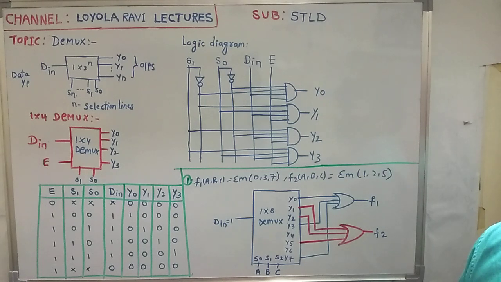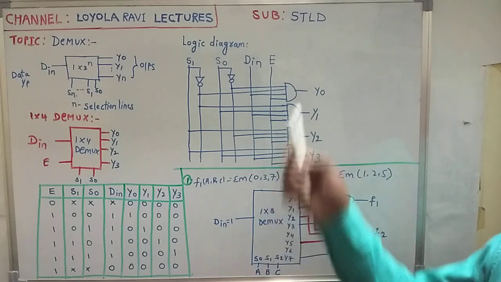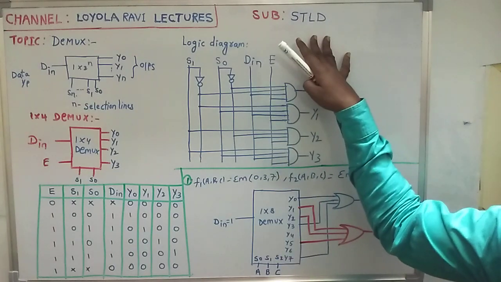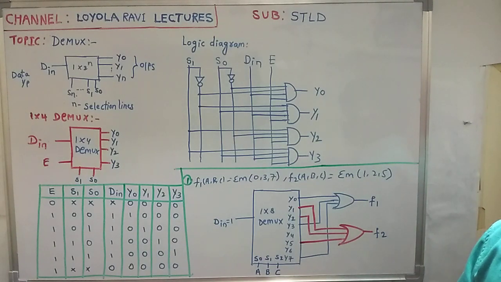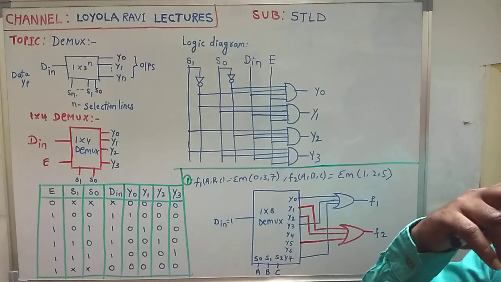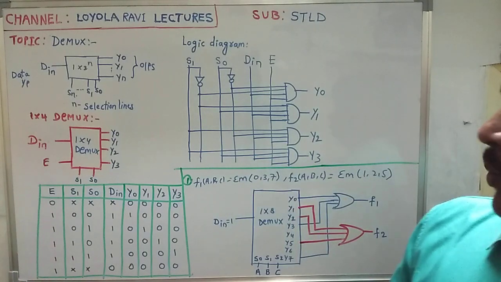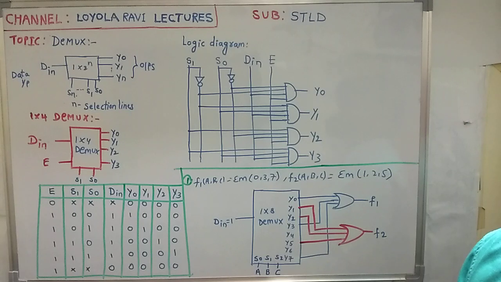Everyone, today we'll discuss another important topic in the STLD subject, that is the demultiplexer. In the last class we completed the multiplexer and the implementation of Boolean functions using a multiplexer, whatever type of multiplexer it may be. Then we go for the demultiplexer. If you know the multiplexer, the demultiplexer is easy. It is exactly opposite to the multiplexer.